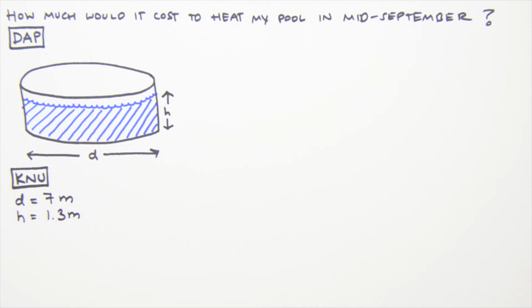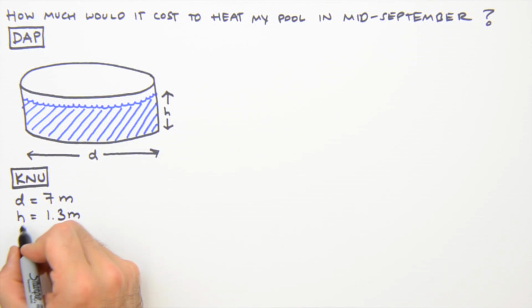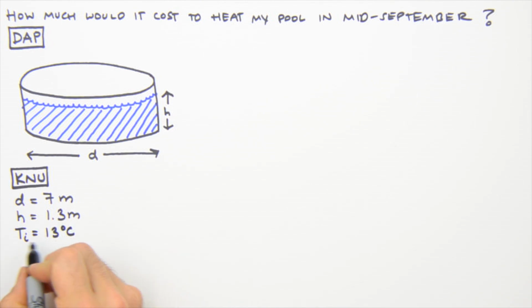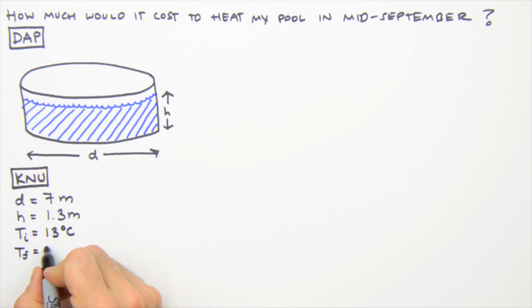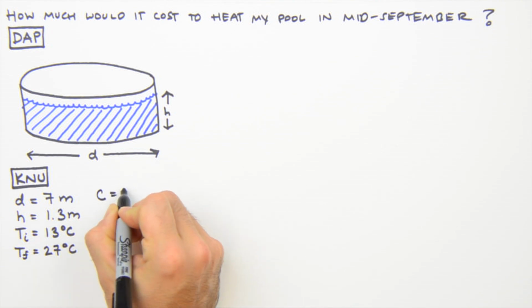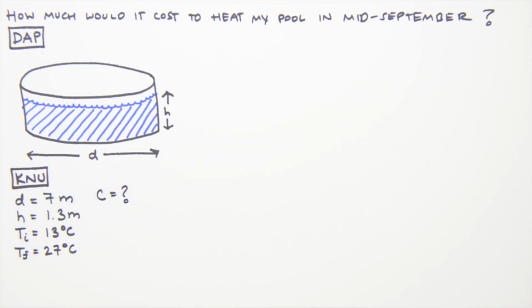Now, the initial temperature of the water is about that of the surrounding air, which on the mid-September day in question was a chilly 55 degrees Fahrenheit. That works out to be about 13 degrees Celsius. To make it a comfortable swim, we'll heat the water to 27 degrees Celsius, which is about 80 degrees Fahrenheit. Last, we'll list our ultimate unknown, which is the cost, uppercase C, of changing the water's temperature.